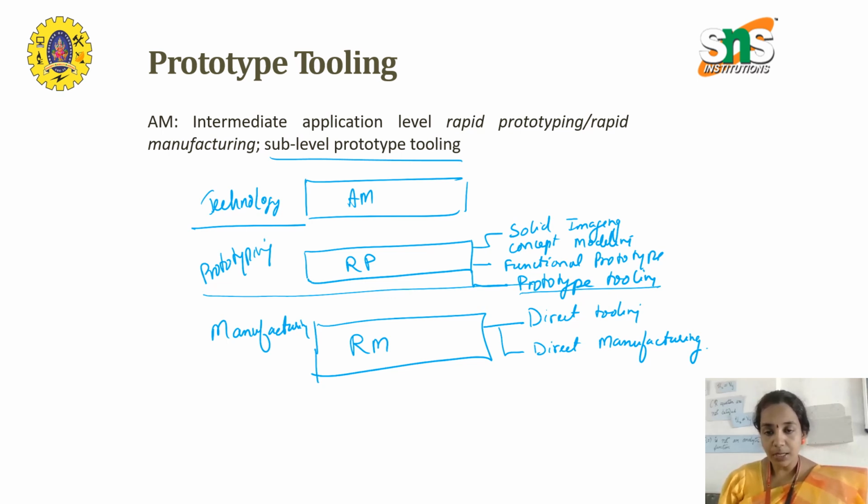In rapid prototyping, we have works like solid imaging, concept modeling, functional prototype, and prototype tooling. But in rapid manufacturing, we have works like direct tooling and direct manufacturing. So we will be tooling the machines and performing the manufacturing process directly. All these, involving rapid prototyping and rapid manufacturing, are done in the technology called additive manufacturing. So it is the application level, a sub-level.